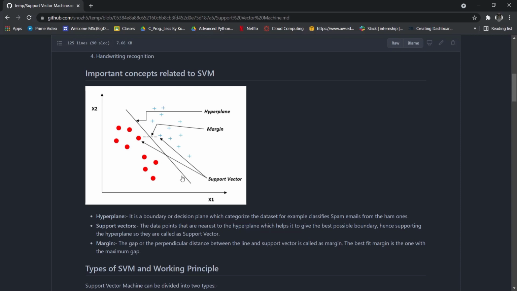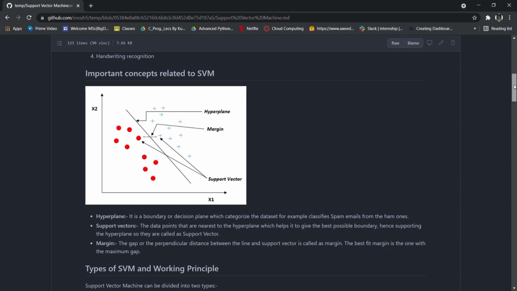or the decision boundary are known as support vectors. Here, these two are the support vectors, and the distance between the support vectors is known as the margin. So, the hyperplane that is best for our dataset is the one where the margin is highest, where the distance between the support vectors is the largest.